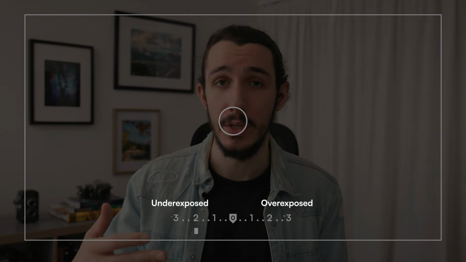The first tool is the light meter, that little scale at the bottom or side of your screen, 0 in the middle, positive numbers to the right, negative numbers to the left. When you point your camera at your subject, you'll see an arrow along that scale. The positive numbers mean your exposure is too bright, the negatives too dark. 0 is what your camera thinks is the perfect exposure for that scene.